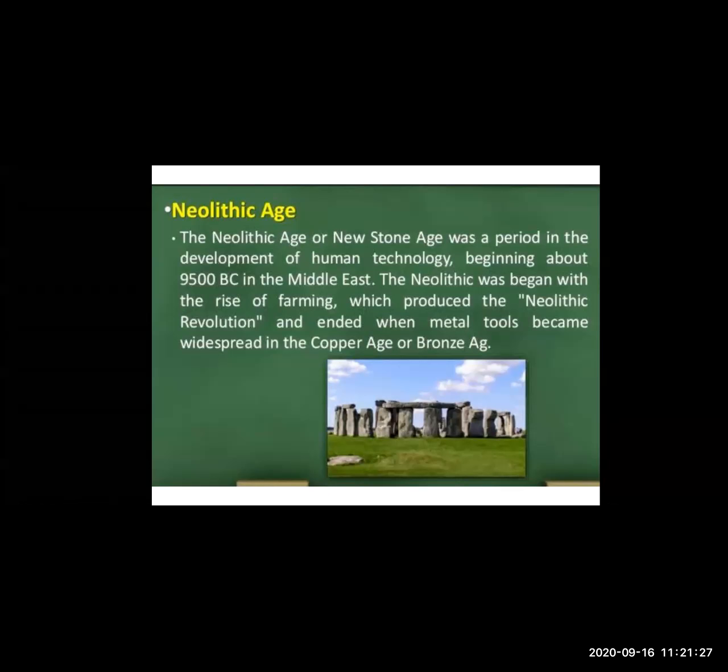First, they used tools made with the help of bones and stones. But slowly, when everything changed, when they started to settle down and learn about new technologies, metal tools became widespread with the copper age and bronze age. They began to develop bronze items, different types of bronze and copper instruments, and copper tools.